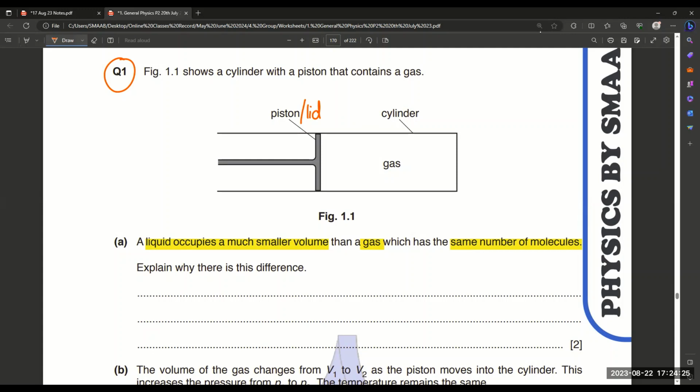So one concept is related to the weak molecular forces between the gas molecules, and the second one is that gas molecules are free to move as compared to the liquid molecules, right? So that's why gas molecules occupy more space. Their force of attraction or their intermolecular forces are also very weak. So in this sense, we can say that the liquid occupies a much smaller volume as compared to the gas having the same number of molecules, right? So one concept is related to intermolecular forces.